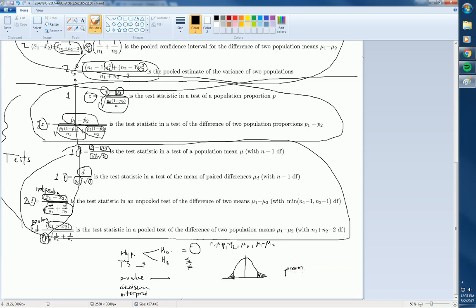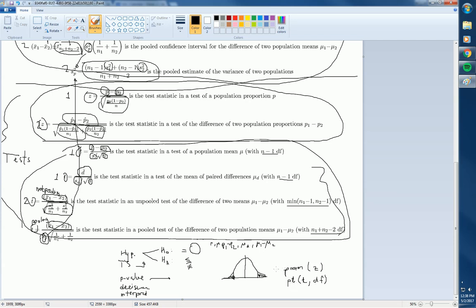And then your p-value is calculated using the letter p, either followed by norm or followed by t, depending on if you're talking about a mean or a proportion. P norm of your test statistic z, or if you're doing a mean, it would be p t of your test statistic t. And in the case of the test statistic for means, you would need degrees of freedom here, which we can see are either going to be n minus 1 or the minimum of n1 minus 1 and n2 minus 1, or n1 plus n2 minus 2, depending on which one of these you're doing.